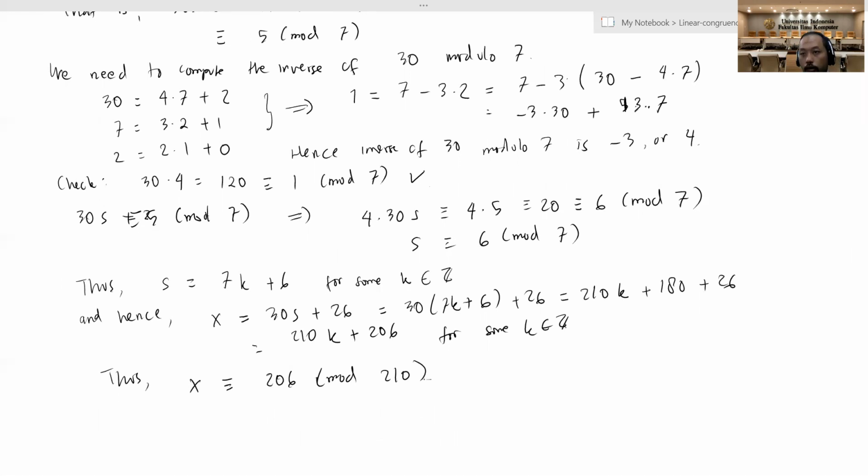All right, so hopefully that example clarifies the method to solve a system of linear congruences using back substitution.